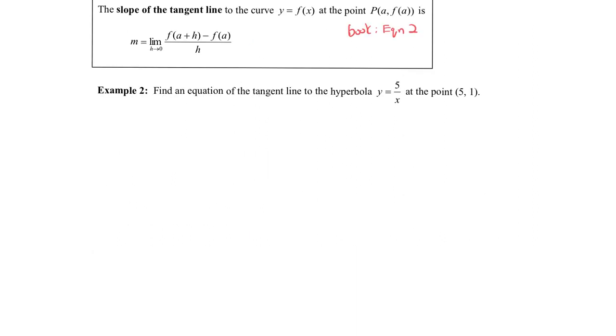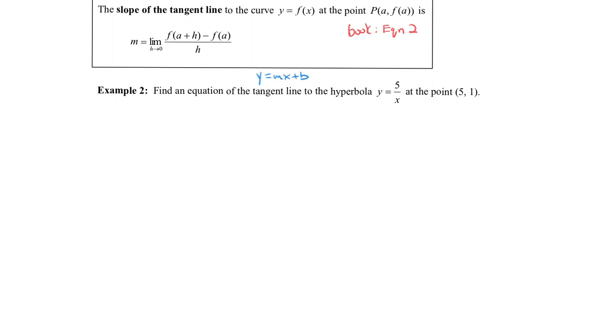So now let's try an example, just like we did last time. We want to find an equation of the tangent line to this hyperbola at the point 5, 1. Well, it's still an equation of a tangent line. In other words, an equation of a line. So you know it's going to look like y equals mx plus b.